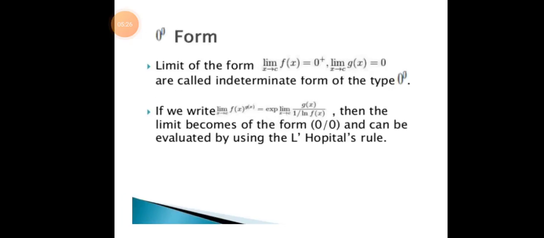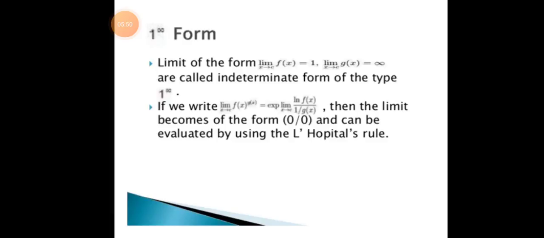Then the 0 to the power of 0 form: limits of this form are called indeterminate form of this type. If we rewrite it, then the limit becomes 0 over 0, which can be evaluated by using L'Hopital's rule. Then the 1 to the power of infinity form: limits of this form are called indeterminate form of this type. So these are the types of indeterminate form.